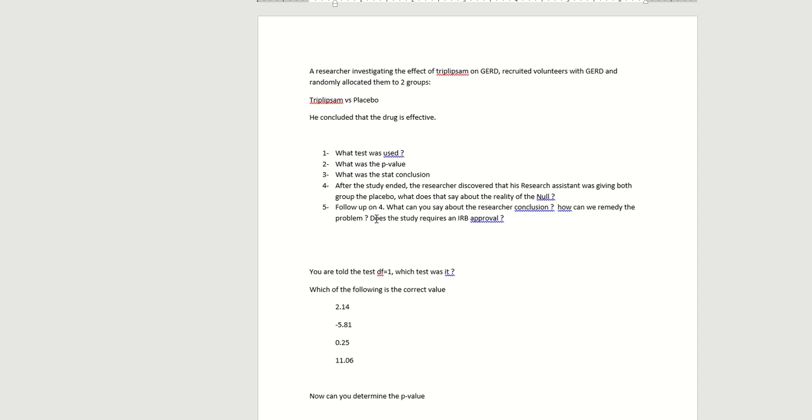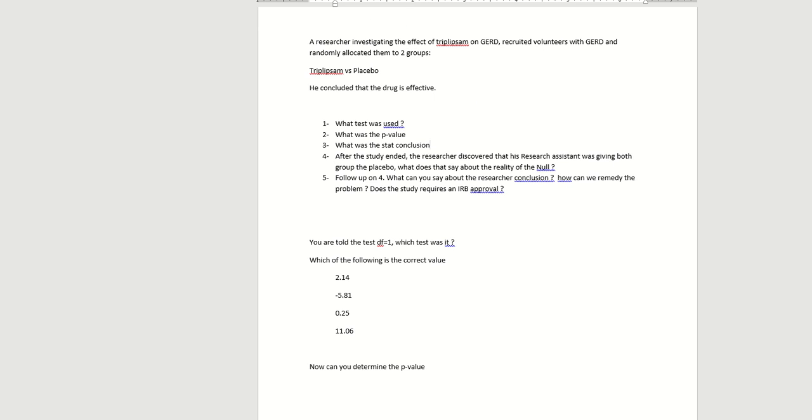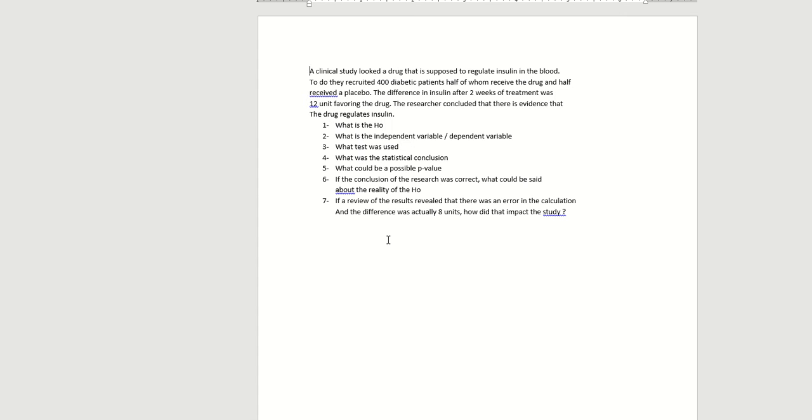Now, the follow-up is we are told that the degrees of freedom is 1, which test was used. You'll be able to answer that question once we cover the chi-square. If you haven't covered the chi-square so far, you will not be able to answer that question, so we're just not going to address that right now. Let's go back to the final example we have on Blackboard.